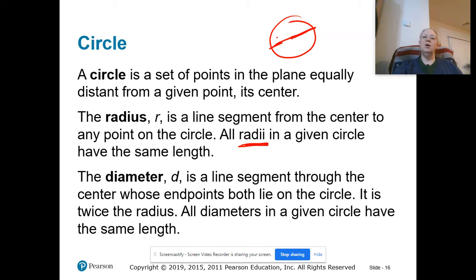Notice there are 1, 2 radii to make up the entire diameter. So the diameter is equal to 2 of my radii.